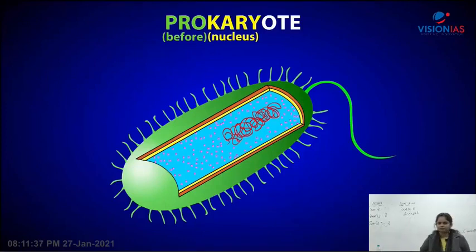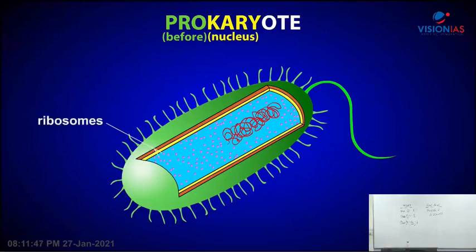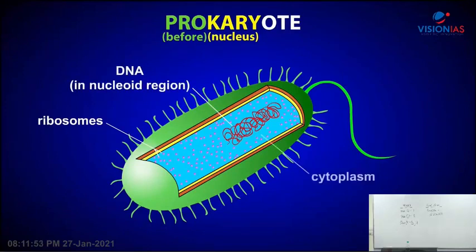The inside of the prokaryotic cell is basically an open unit with no compartments. There are no membrane-bound organelles. However, small structures called ribosomes are scattered throughout its cytoplasm. The cell's DNA is located in a region of the cytoplasm called the nucleoid region. The nucleoid region is not the same thing as a nucleus because it's not enclosed by a membrane.